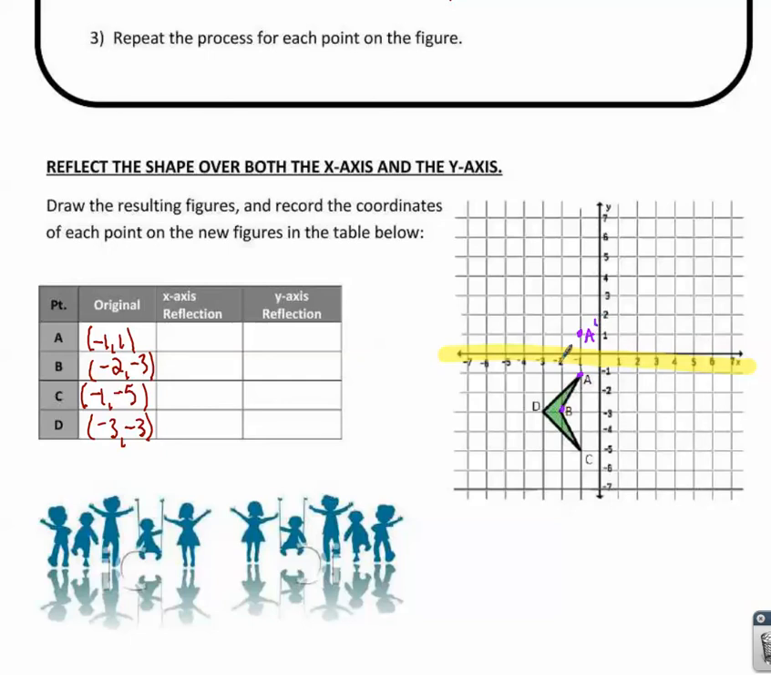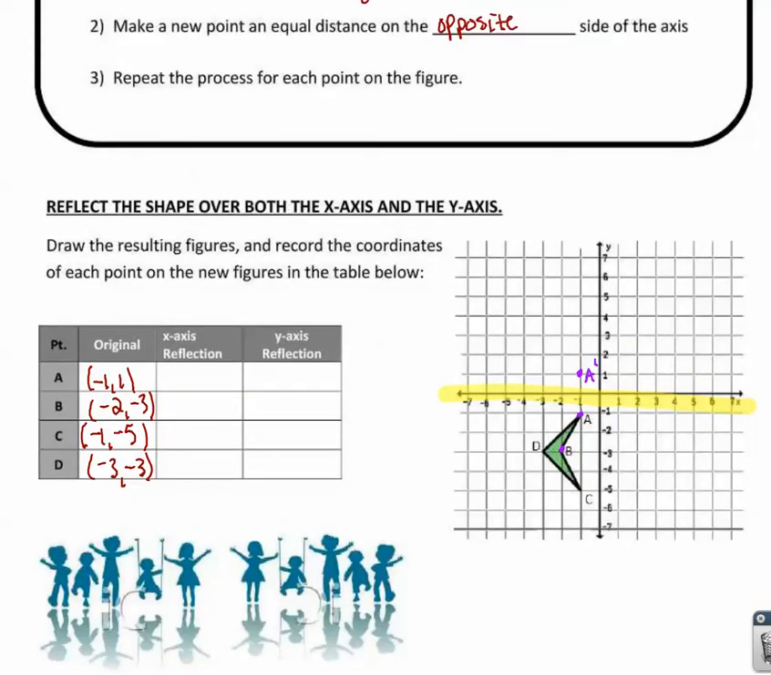B prime. If I look at my axis of symmetry, it is 1, 2, 3 units below the axis of symmetry. So that means I'm going to be 1, 2, 3 units above the axis of symmetry, and that is B prime. C prime is 5 units below, so that means it is now going to be 5 units above the axis of symmetry. D prime is 3 units below the axis of symmetry, so now it's going to be 3 units above the axis of symmetry.